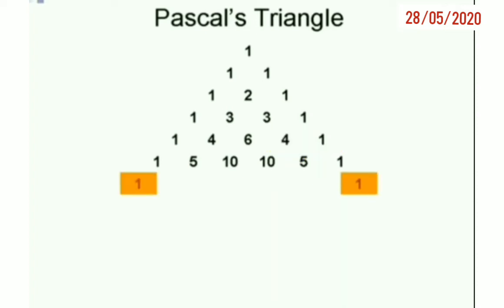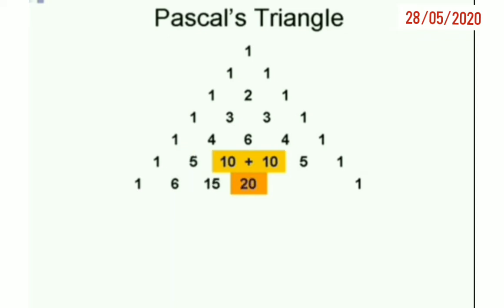We write 1 1 at both the corners. Then we will add the above two numbers in order to get the next numbers. That is 1 plus 5 equal to 6. 5 plus 10 is equal to 15. 10 plus 10 is equal to 20. 10 plus 5 is equal to 15. And finally 5 plus 1 equal to 6. So in this way we got all the numbers in this row. Now we will move on to the last row.